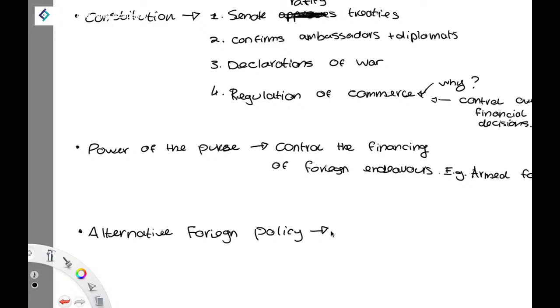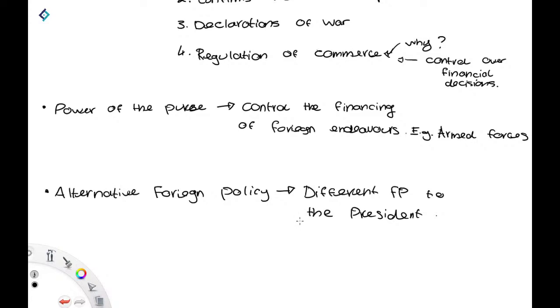So there have been examples and evidence of Congress acting in a way that gives them an alternative foreign policy to the president, so a different foreign policy to the president. And I can give you two specific examples.